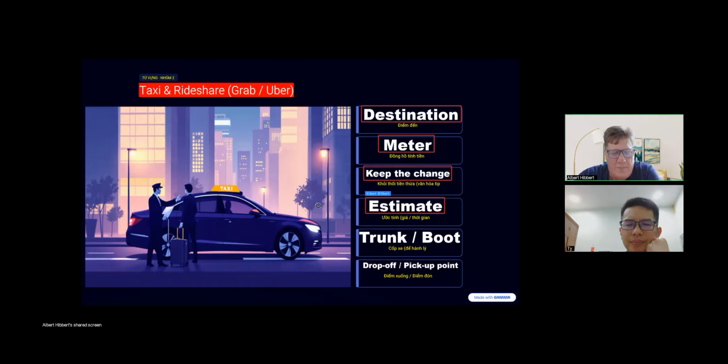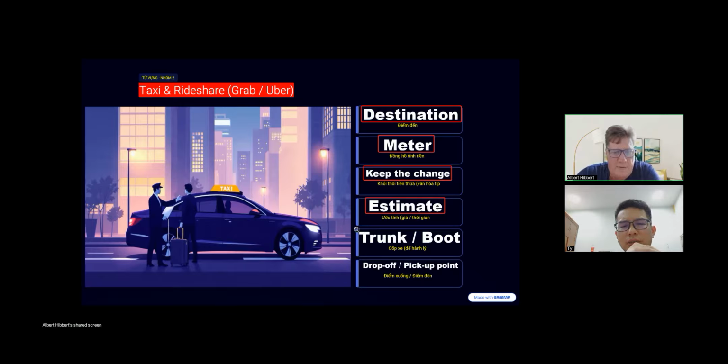Right? And then estimate. Estimate is, for example, if you leave from point A and your final destination is point B, the estimate time of your trip will be like 25 minutes, for example, or the estimate cost for your trip from point A to point B can be, for example, 500 dong. So the estimate time or the estimate cost.